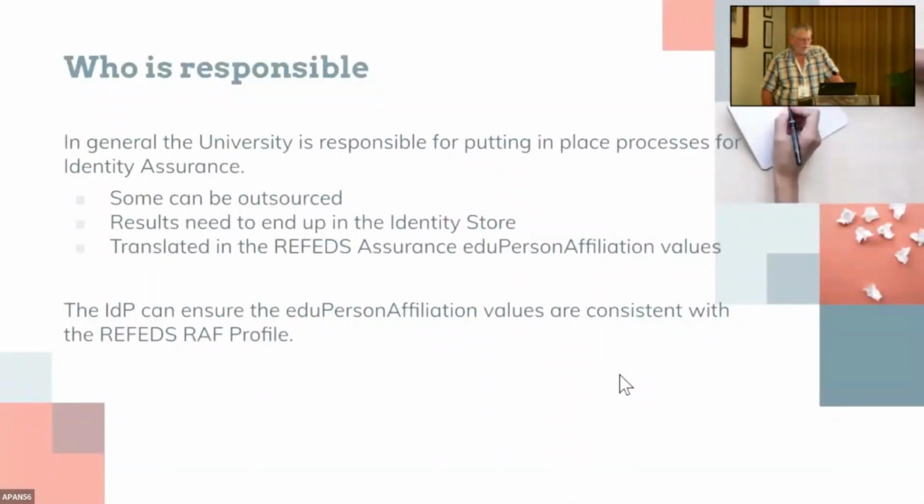So who's responsible? In general, the university will be responsible for putting in place processes for identity assurance. Some of these can be outsourced. The results need to end up in the identity store so they can actually be published out as part of the EduPerson affiliation value. And the IDP can ensure that the EduPerson affiliation values are consistent with the REFEDS RAF profile.